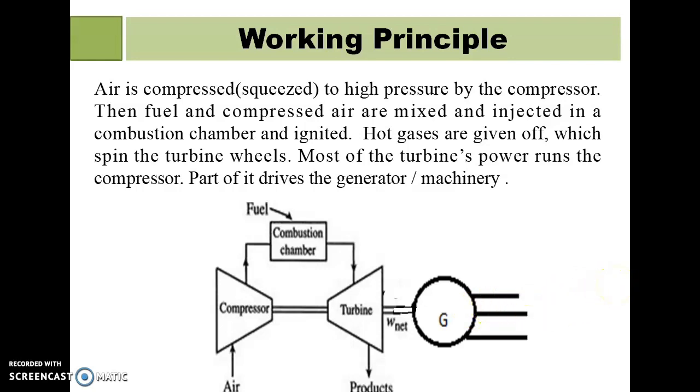So this is the working principle of the gas turbine power plant. It consists of three main components: compressor, combustion chamber, and turbine. In the compressor, the air is compressed and given to the combustion chamber, where that air is burned in the presence of the fuel. It gets mixed, and combustion produces hot gases. Then the hot gases are given to the turbine, where the turbine rotates, and that mechanical energy is given to the generator, where the generator converts it to electrical energy.